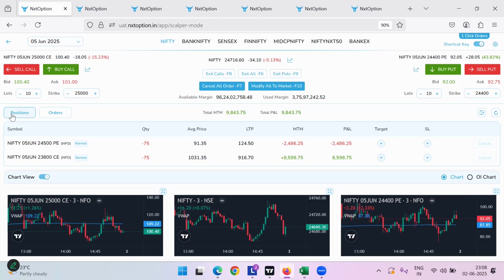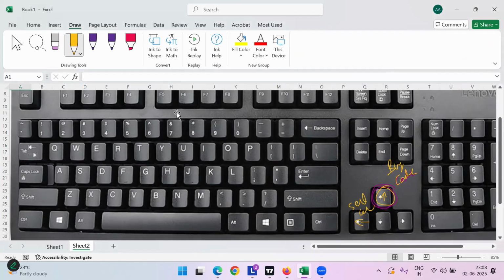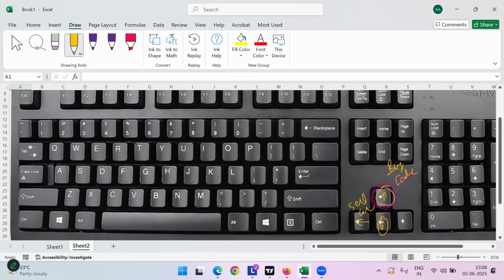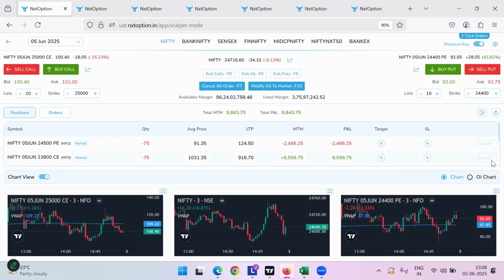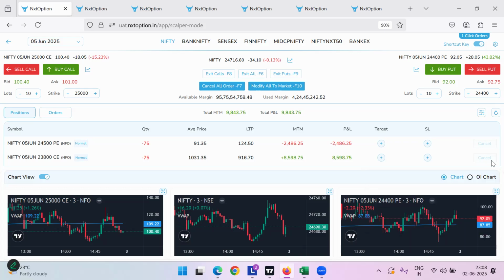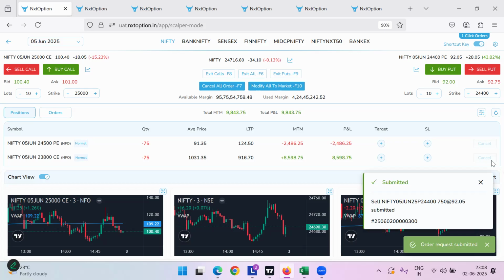Now, what about put option? You guessed it right. You have to click on the down arrow. So you click on this down arrow, you can buy a put. So you will be buying a put by clicking the down arrow. So you can see here at 92 rupees, 10 lot, that is 750 got purchased. You click on the right arrow, the put option will be sold.